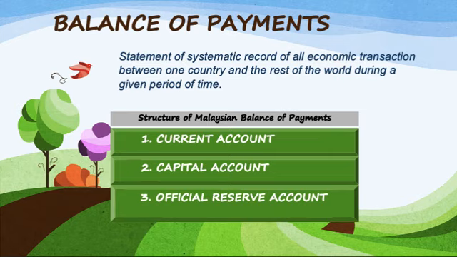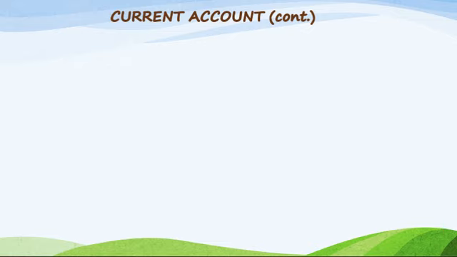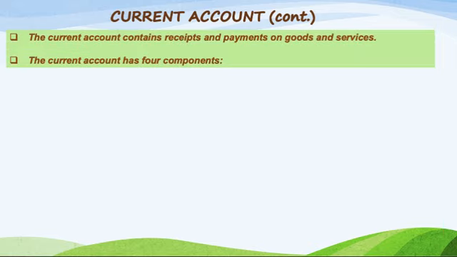So this is the structure of Malaysian balance of payment. We have the first one is current account, the second is capital account ataupun capital and financial account. Sometimes they combine. Dan semestinya memang combine lah. And the third one is official reserve account ataupun official financing account. Okay, let's look at the first structure which is current account. Untuk dalam current account, actually the current account contains the receipt and payments on goods and services.